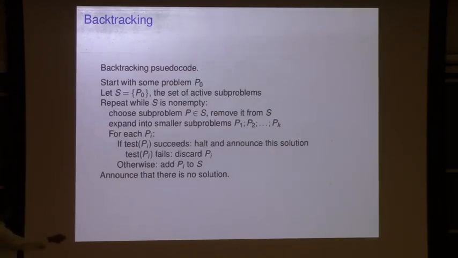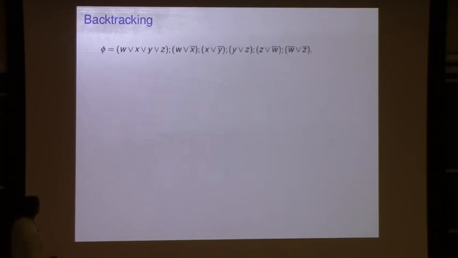Here you announce the solution. This is the case where you actually found one. If you run out of subproblems, you stop and say you're done, if your Q ever goes to 0. So here's an example. The initial formula is phi. Let's set W to be true.